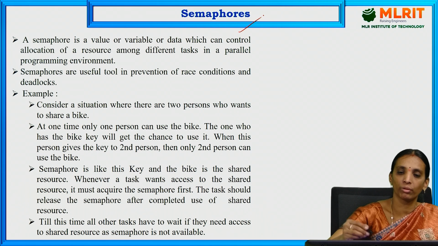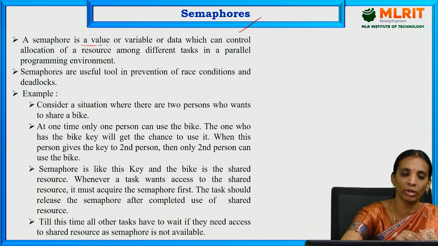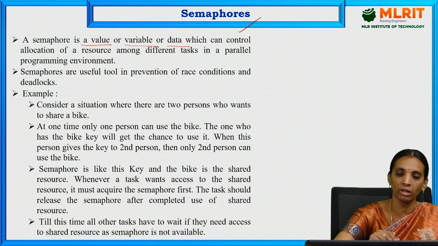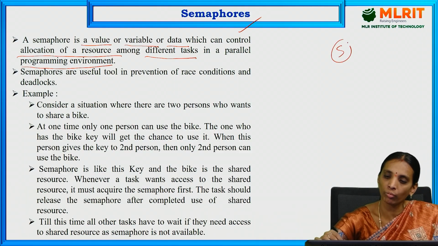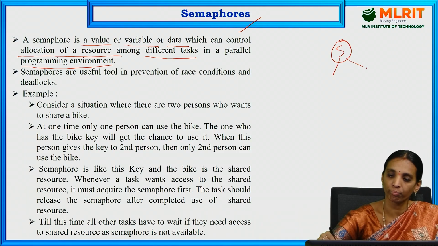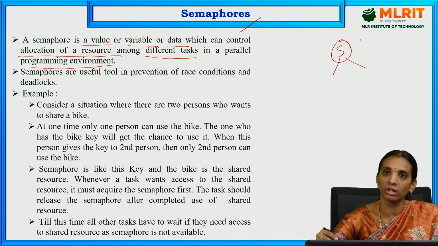So next, the first one is semaphores. A semaphore is nothing but a value or a variable or data which can control the allocation of resources among different tasks in a parallel programming environment. So here the semaphore is a variable or value. There are different types of semaphores, and we can assign one value to the semaphore.